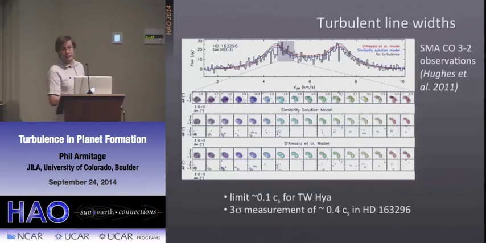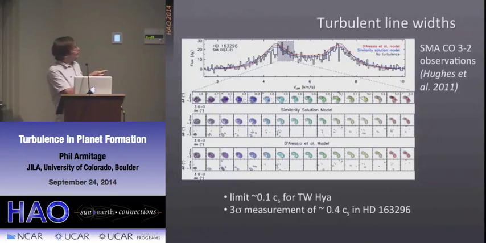And the only point I'd like to make from this is that, as you can see, the velocity channels here in these millimeter observations have very high resolution compared to the expected width of these lines. And if you can beat down the noise here and get a nice smooth curve, there's clearly a possibility of measuring this to very high levels of precision.